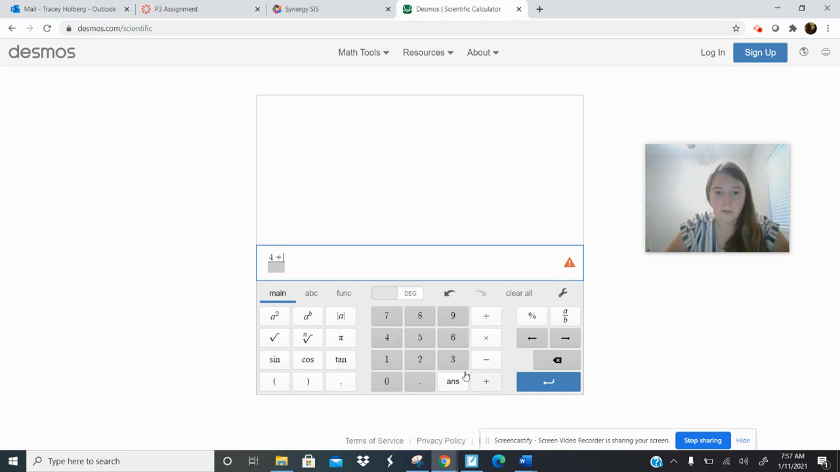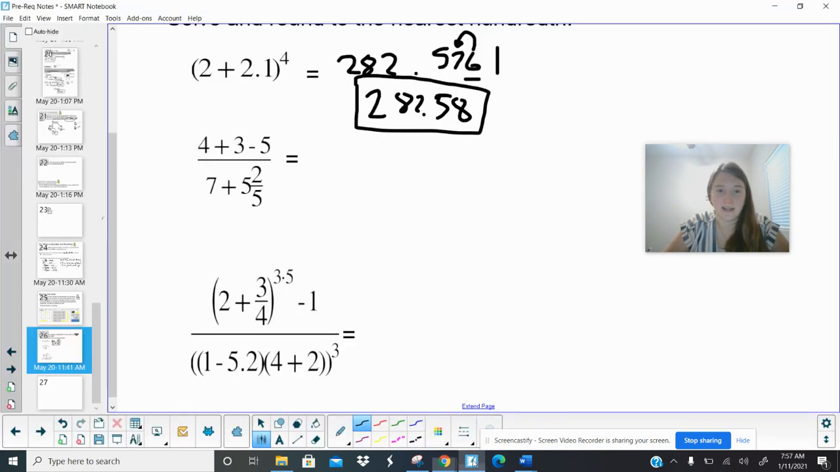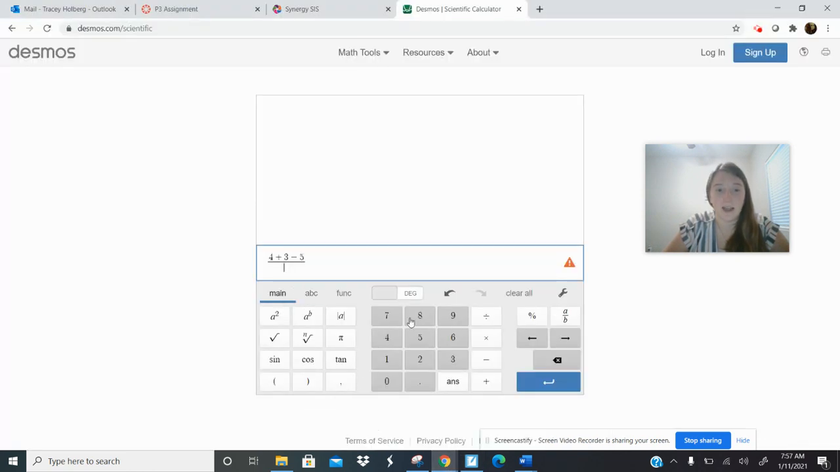I have 4 plus 3 minus 5. There's the top. Now I'm going to click on the bottom. So I'm going to have to click back there again because I need to see it. So I have 7 plus 5 and 2/5. So I'm going to use the fraction button again. So I have 7 plus, how this goes is 5, fraction button, and then I can enter the 2/5.